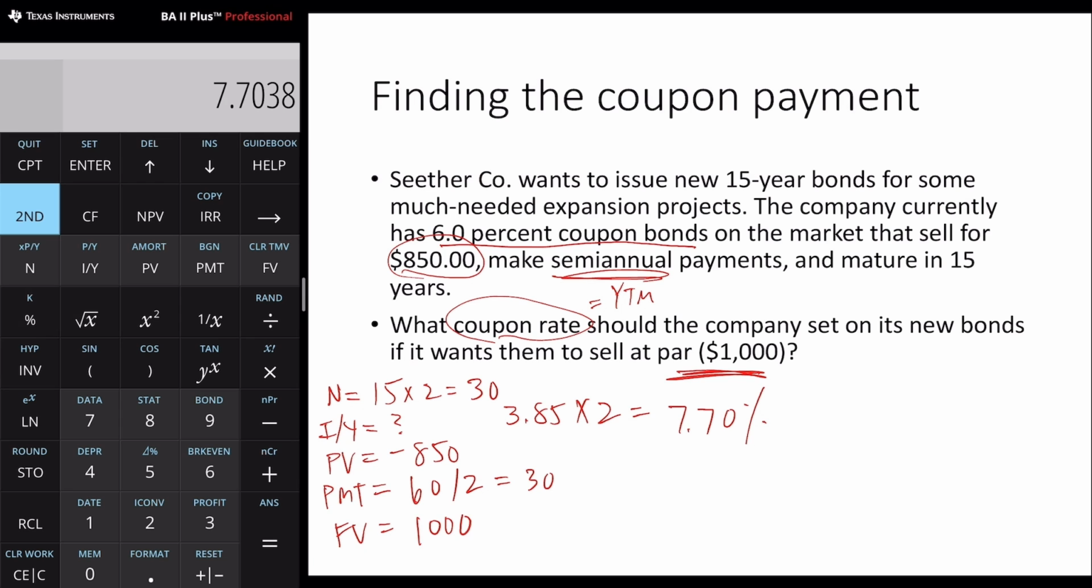So the question is, what coupon rate should the company set on its new bonds if it wants to sell them at par? Well, the answer is 7.7, because that would make the coupon rate equal the yield to maturity. And if that's the case, then the price of the bond is equal to par.